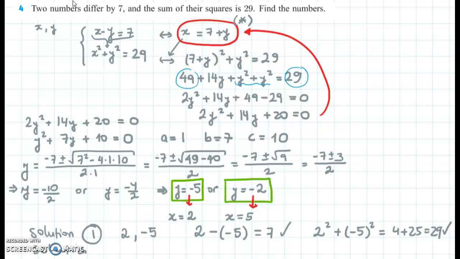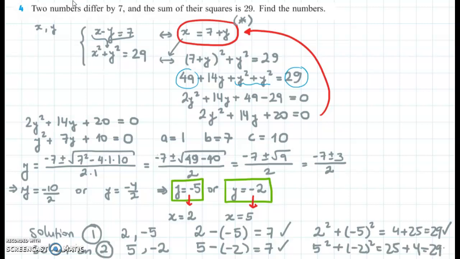Solution 2, we have that x is equal to 5 and y is equal to negative 2. So we have to check that 5 minus negative 2 is equal to 7, which is true. And again, we need to check the sum of the squares is what we want. And we can do this very easily. In this case, 25 plus 4 is equal to 29. So we found two pairs of numbers that are solutions for this problem.